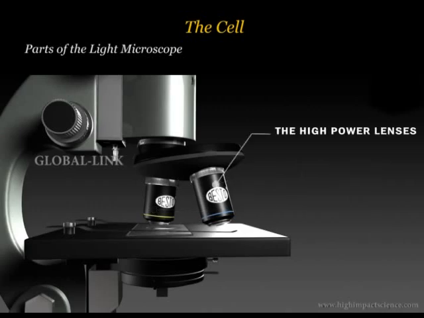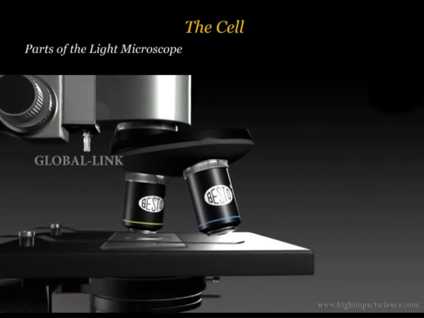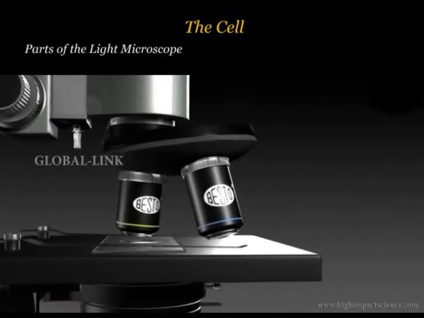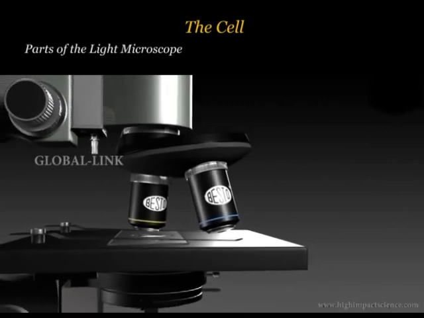The larger one holds stronger lenses, the high power lenses. The shorter one holds the weaker lenses, the low power lenses. Like the eyepiece, objectives also come in various powers, like 4x, 5x, or 40x, or 45x, and 100x. Some microscopes only have 1 or 2 objectives.